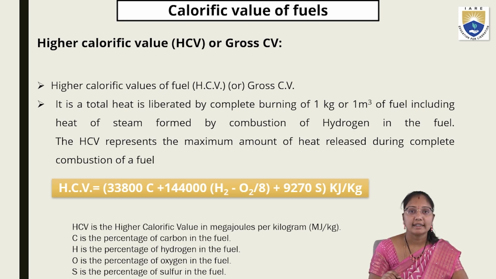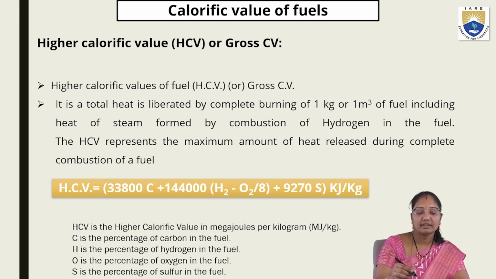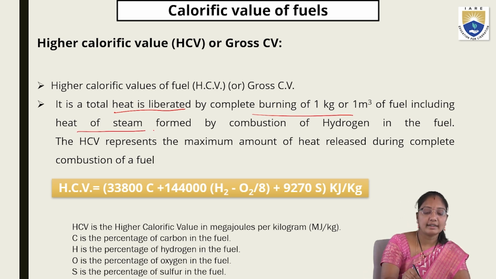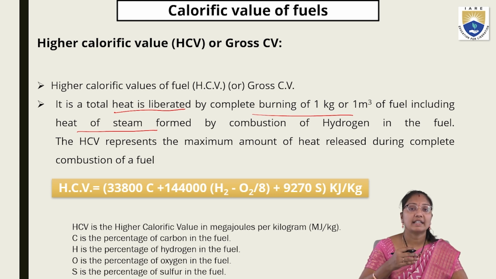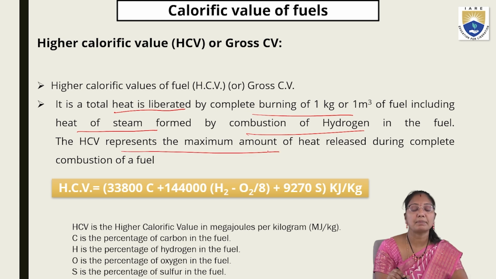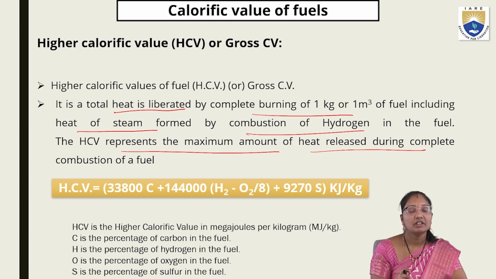So coming to the higher calorific value, which is called the HCV or gross calorific value. It is the total heat liberated by complete burning of 1 kg of fuel, including the heat of steam, which includes the heat of steam formed by combustion of hydrogen in the fuel. The HCV represents the maximum amount of heat released during the complete combustion of a specific fuel.